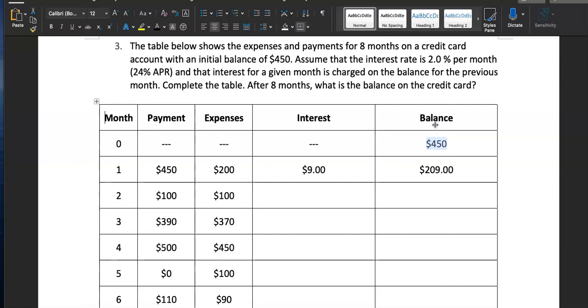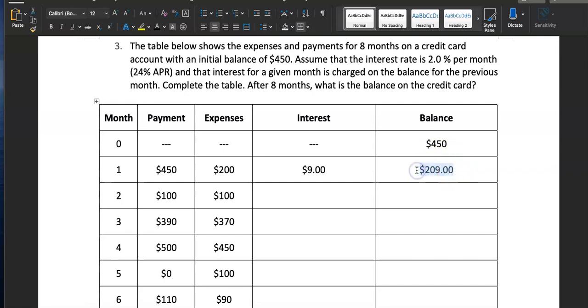And let's take a look. Month 0, no payment, no expenses. We just start with $450. But look at that. After 1 month, what happened? The interest went down. The balance went down to 209.